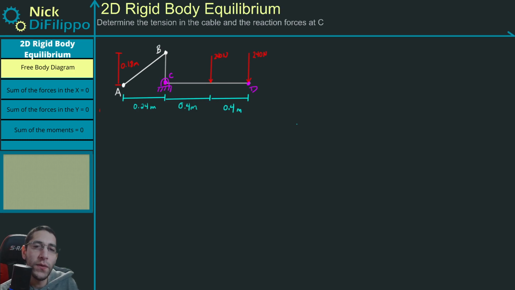This is another 2D rigid body equilibrium problem, and what this problem is asking us to do is determine the tension in this rope AB and determine the reaction forces at point C. And this joint right here is a pin joint. All right, so first step is to draw a free body diagram.